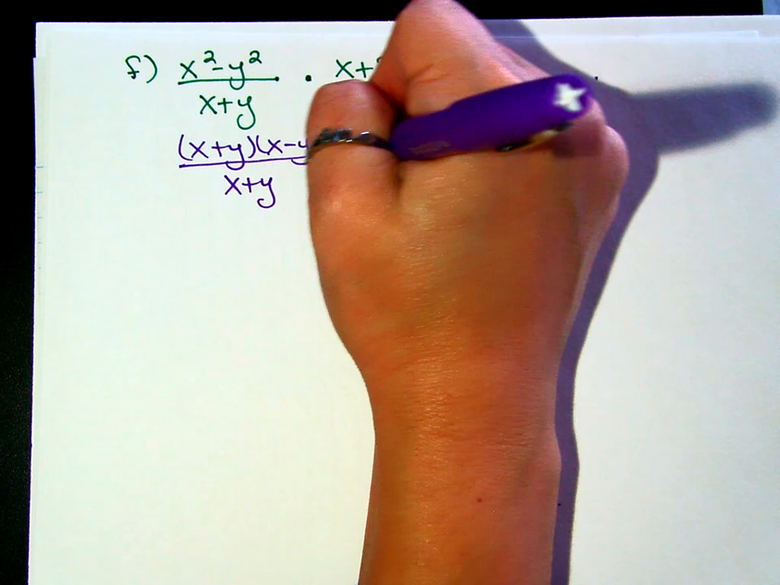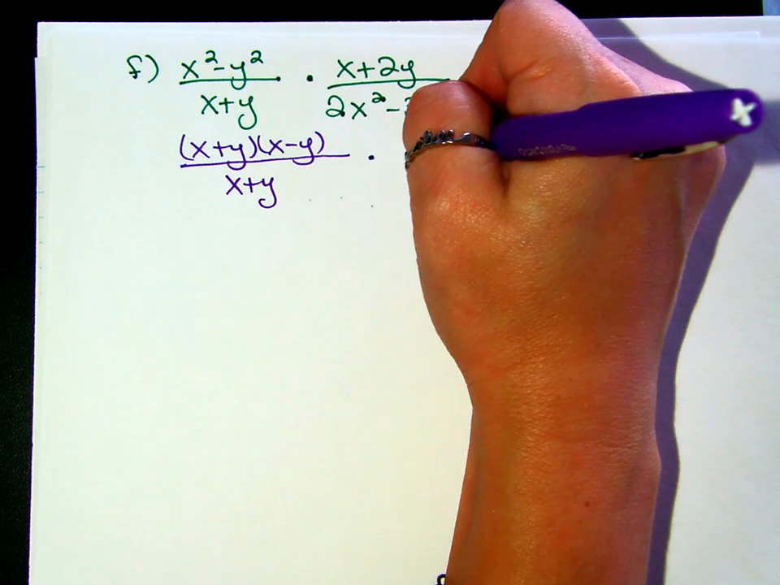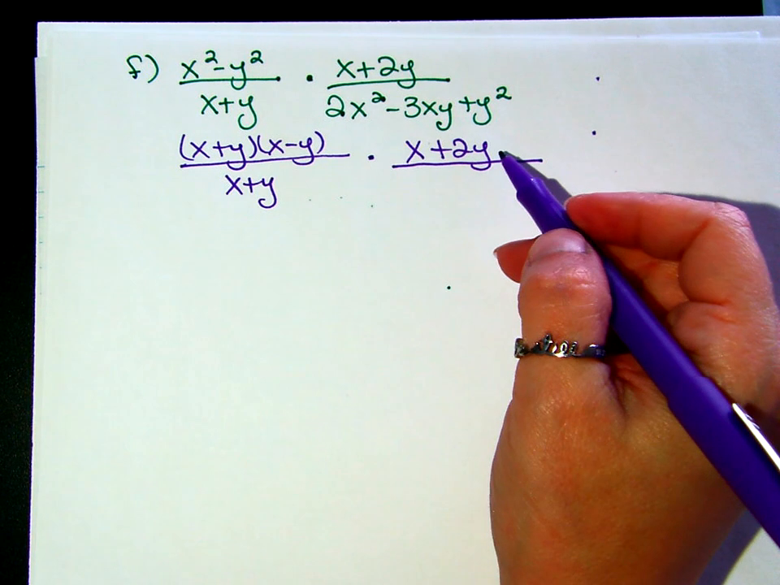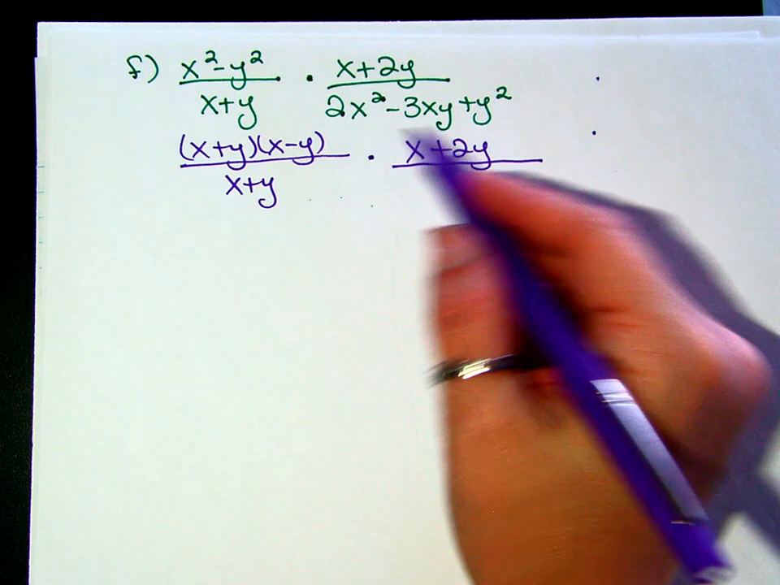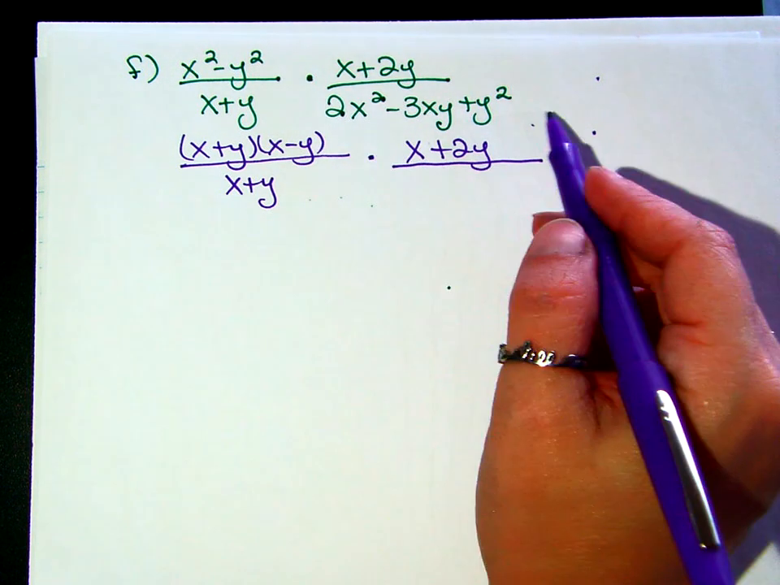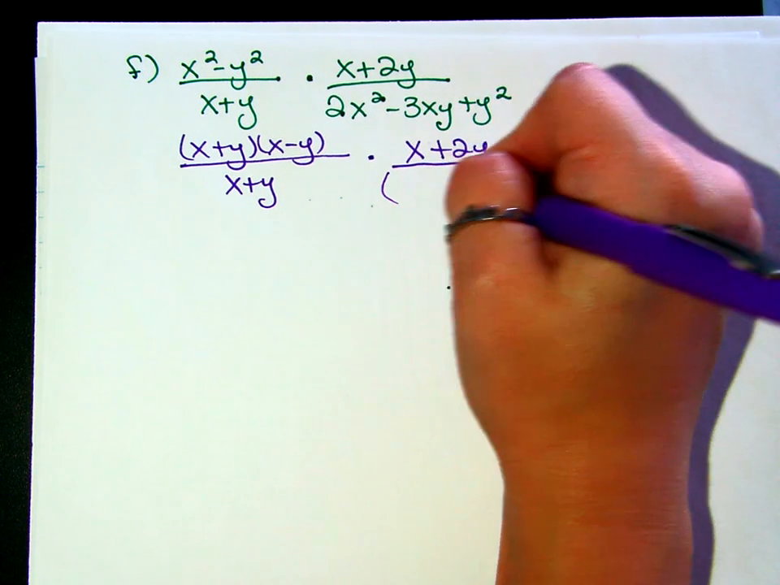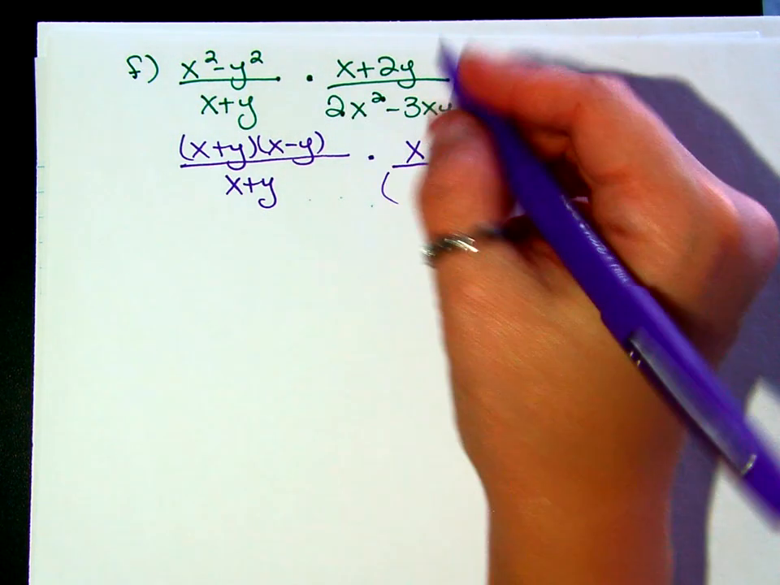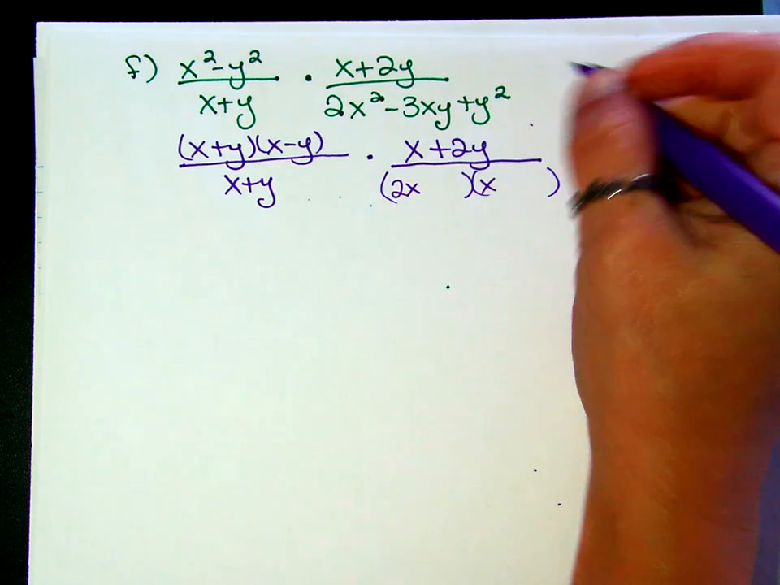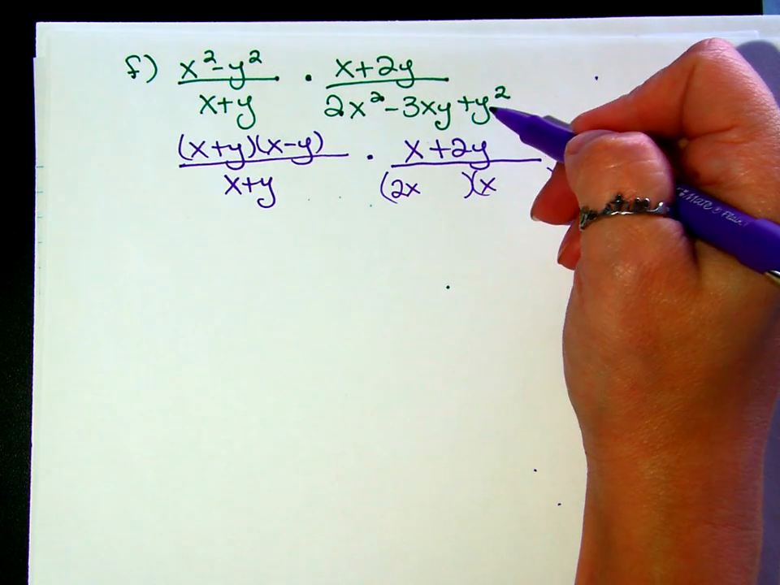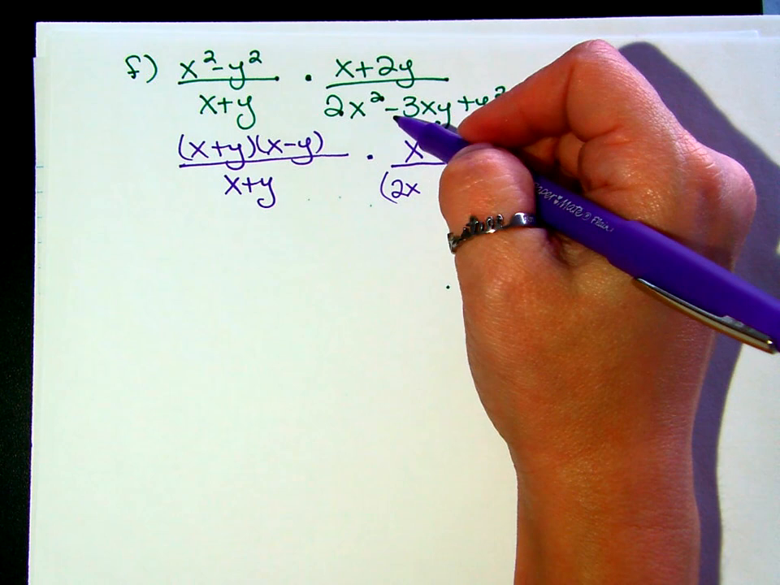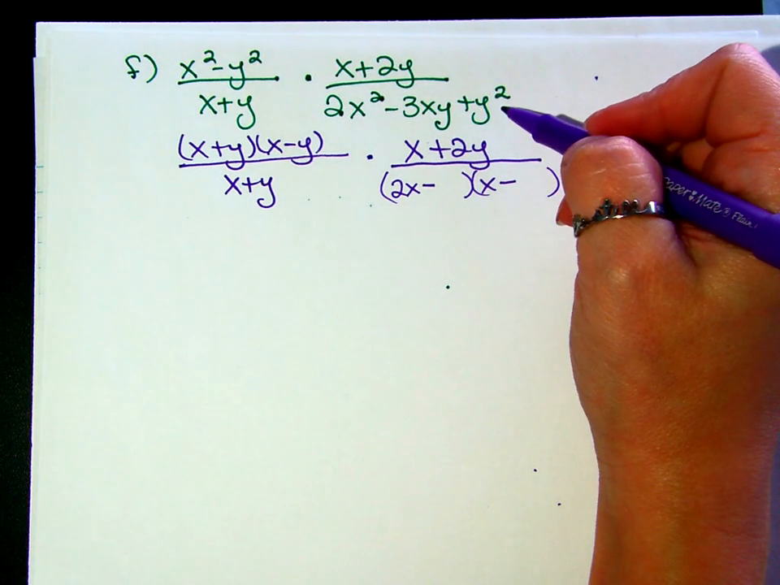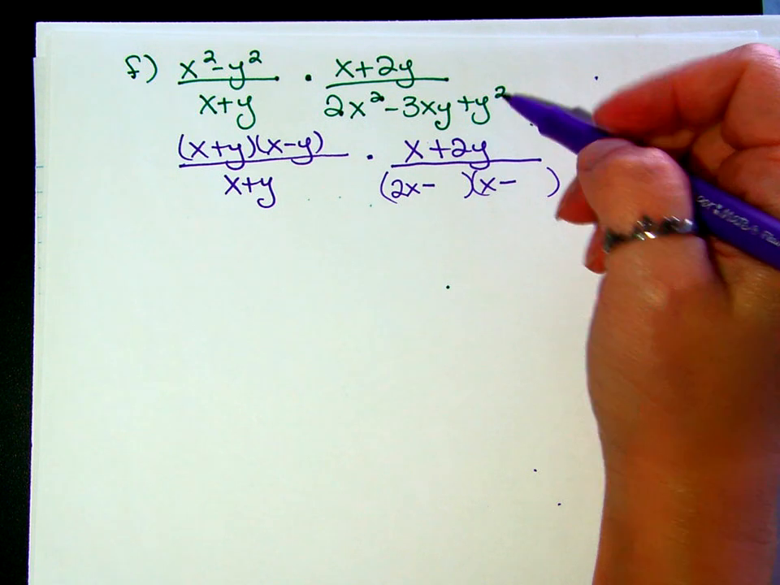The top on the right, the x plus 2y, is not going to factor. There's nothing in common between the x and the 2y, so it's going to stay. This bottom polynomial, though, is going to factor. We have a 2x squared as our leading term, so we're going to have a 2x and an x. It's positive in front of my c, so my signs are the same. Since it's negative in front of my b, they're both negative. And luckily, our last term, the c, is just y squared, so I'm going to have a y and a y.